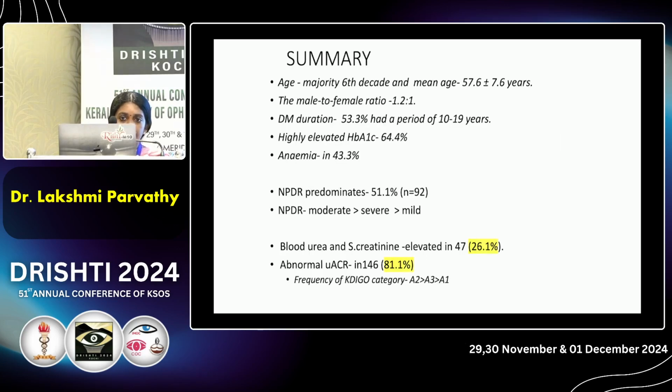To summarize, in my study, majority was NPDR. Among NPDR, majority had moderate NPDR, followed by severe NPDR, and then mild NPDR. Elevated blood urea and serum creatinine was seen in 26.1%, but abnormal UACR was detected in 81.1%.